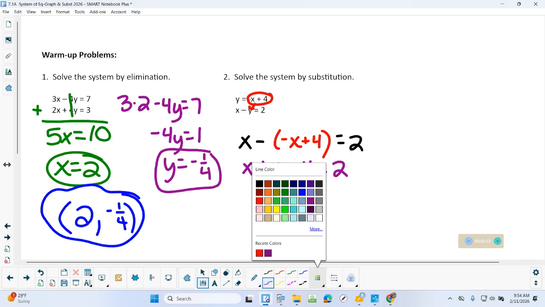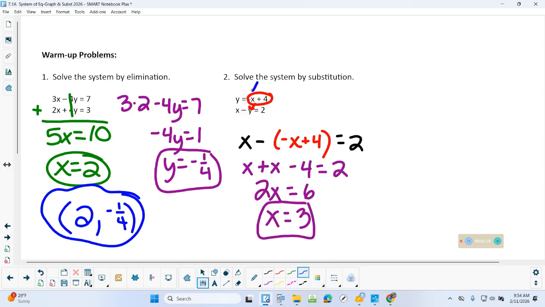Now, of course, you need the y coordinate, so I'm just going to back substitute in here. So I'm going to come up to this first equation, because I can almost do that one in my head, and I'm going to put 3 in there. So I'm going to have -3 plus 4, 1. And you don't have to write out all the work for that. You can just, of course, do that in your head.